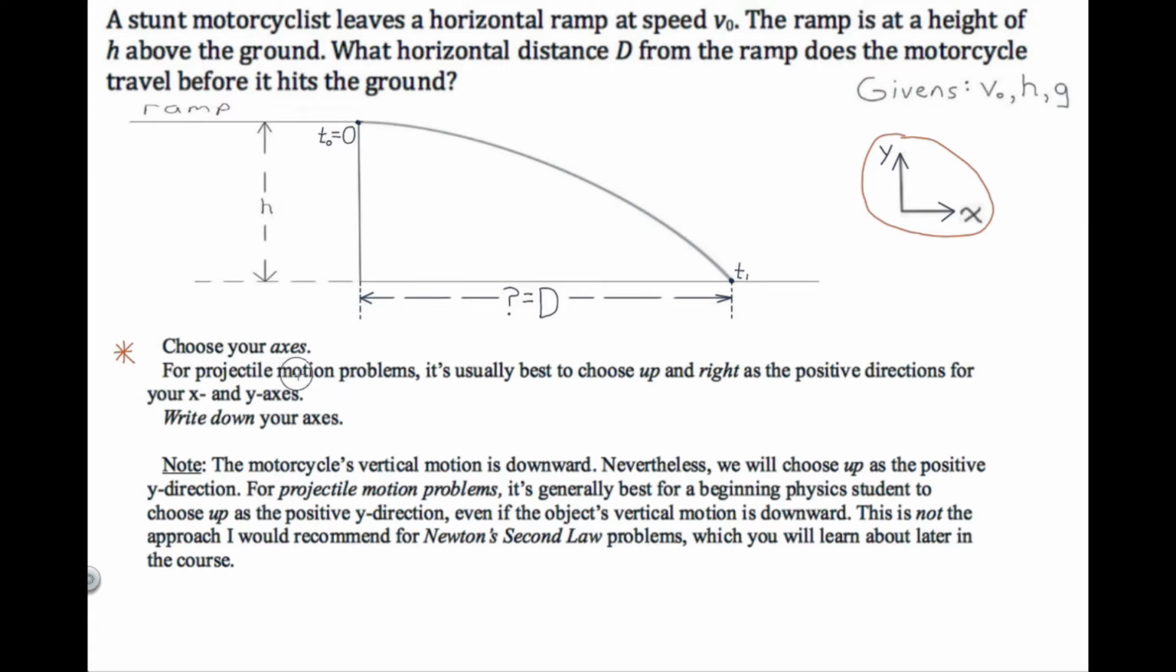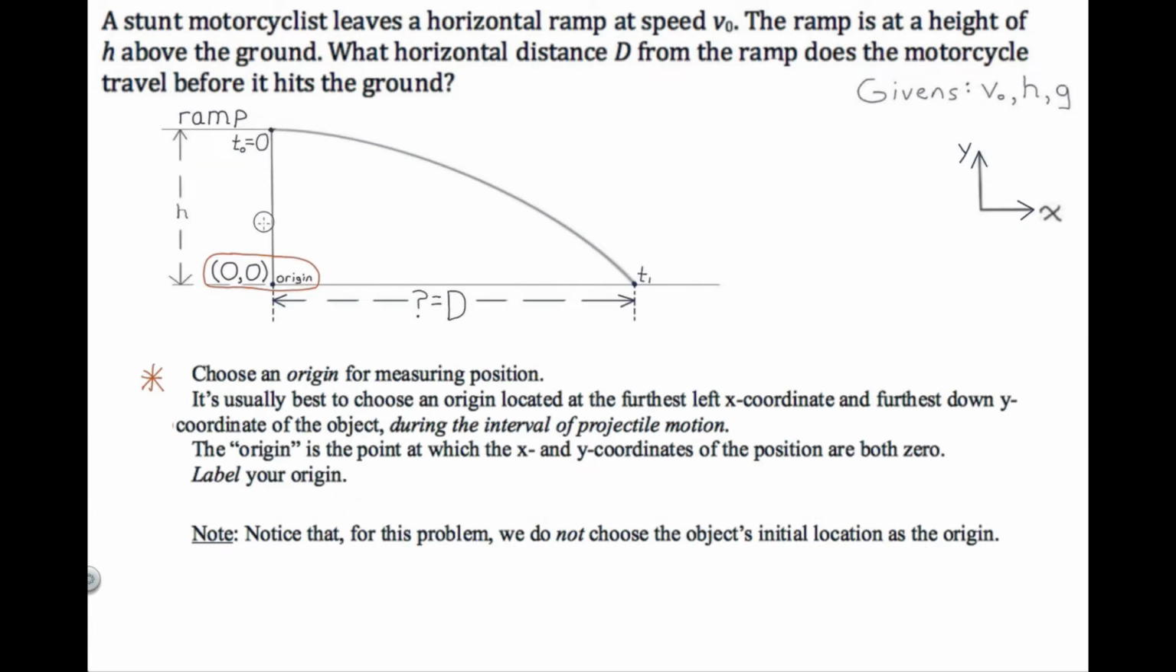For projectile motion problems, it's usually best to choose up and right as your positive directions. So let's choose up and right as our positive axes. This is the furthest left position of the motorcycle during the interval of projectile motion. And this is the furthest down position of the motorcycle during the interval of projectile motion. So let's choose this point as our origin for measuring position.